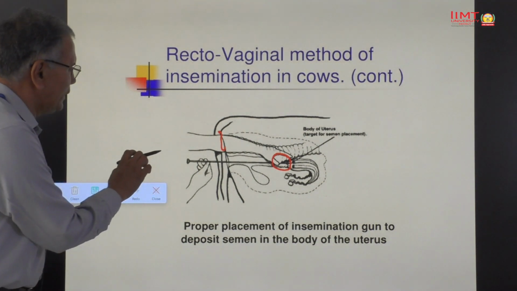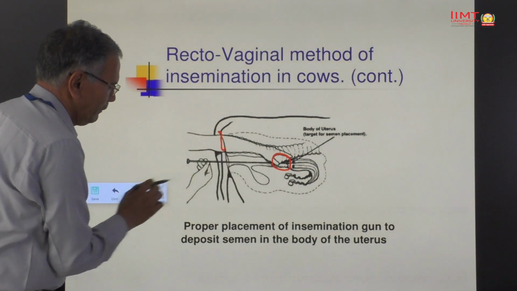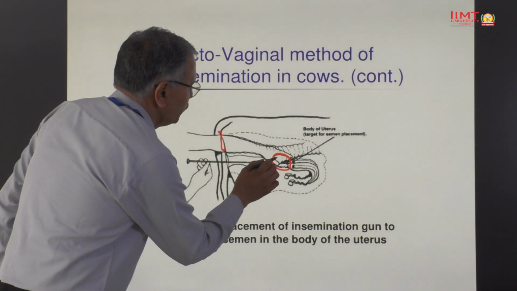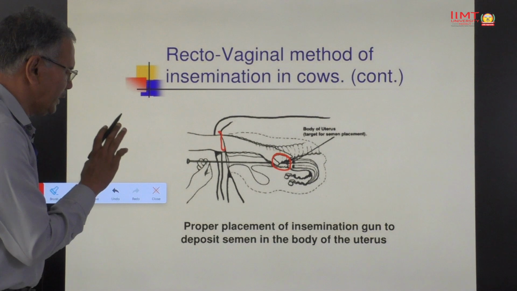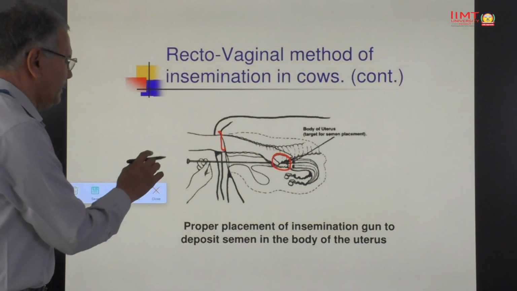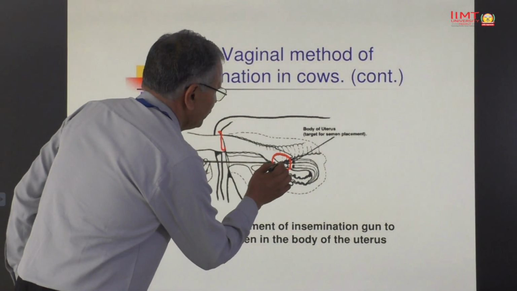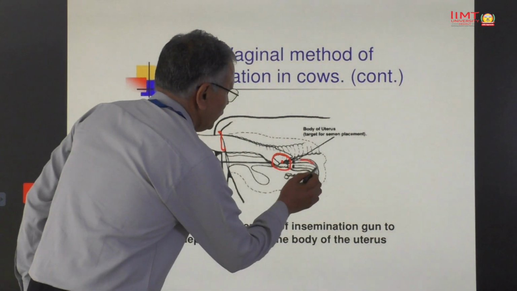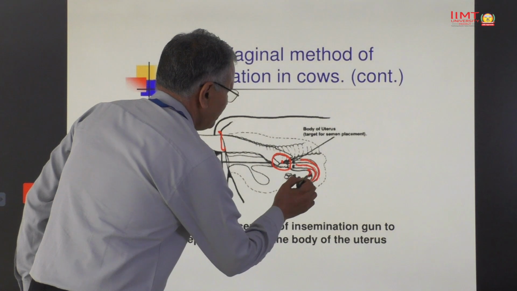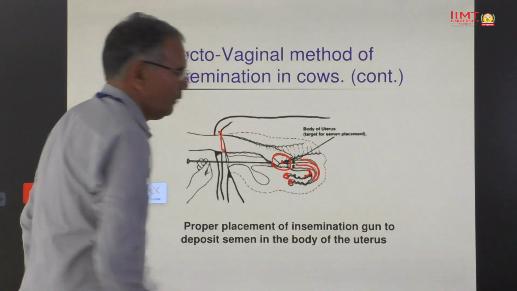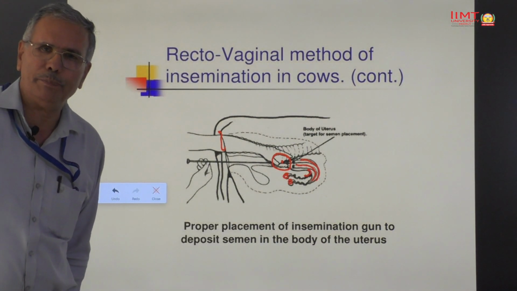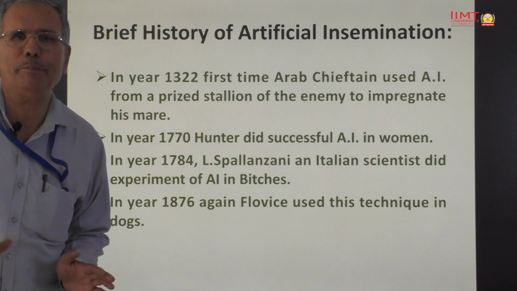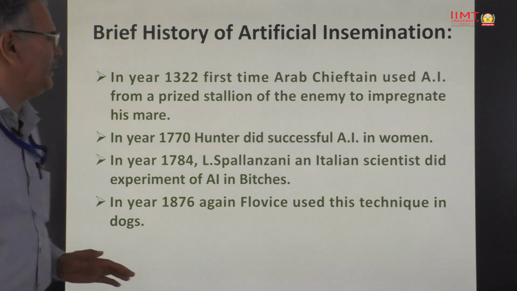Then he inserts the insemination gun into the cervix. This is the proper placement of the insemination gun, and in the mid cervix deposit the semen. These are the uterine horns, and these are the ovaries of the female reproductive system. Now we will discuss the brief history of artificial insemination.